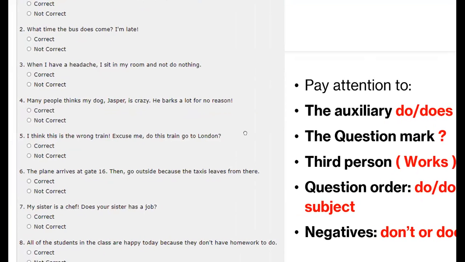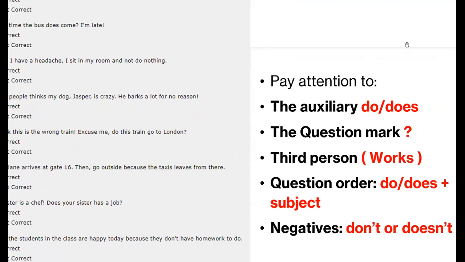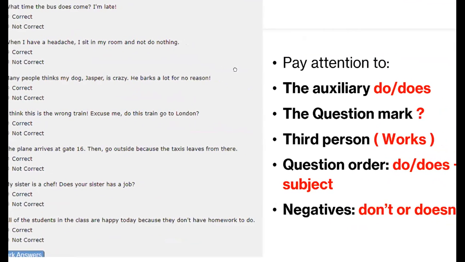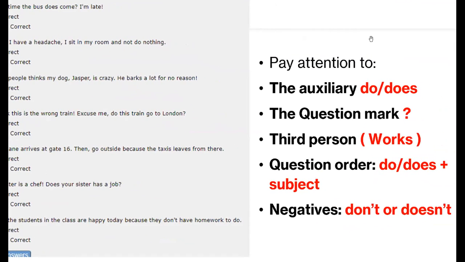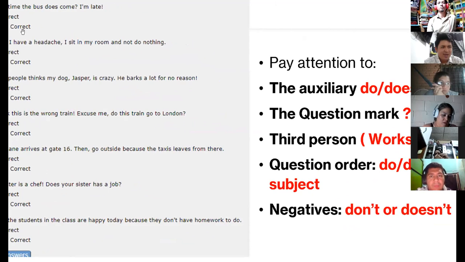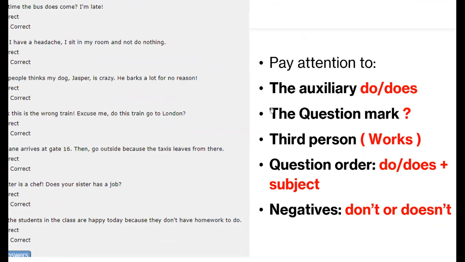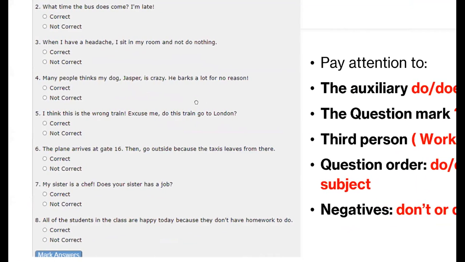Acuérdese. So remember, we use does para terceras personas, ¿verdad? Alguien que usted quizás esté enojado, you're mad at someone, o alguien que usted está hablando bien, or you're just giving feedback, okay? You have to pay attention to do or does. And that's the first key, ¿verdad?